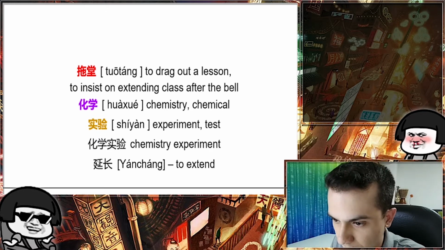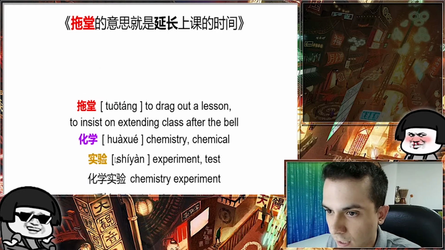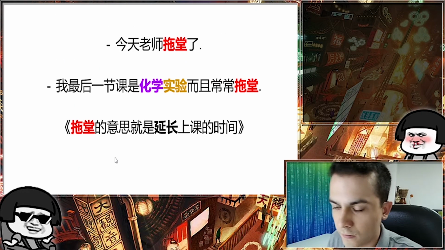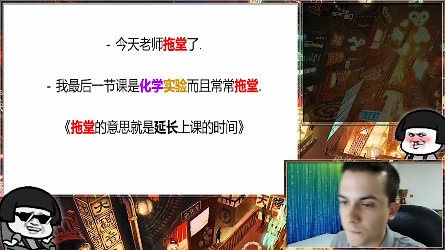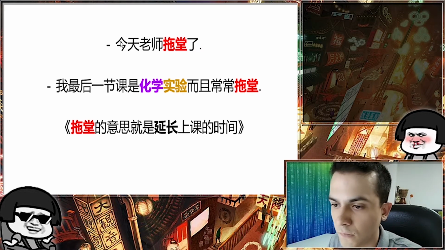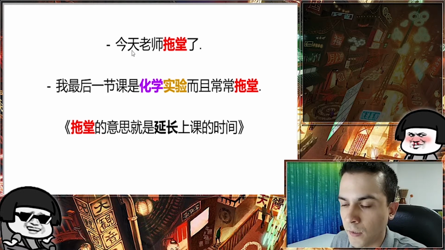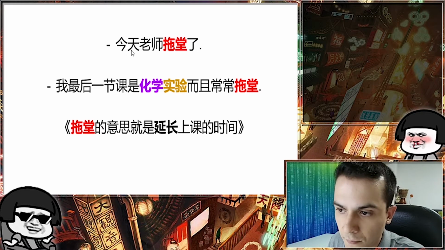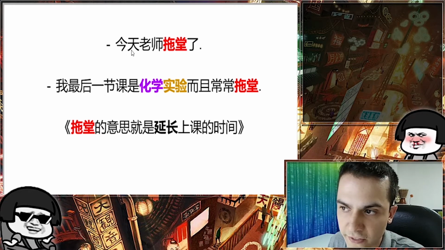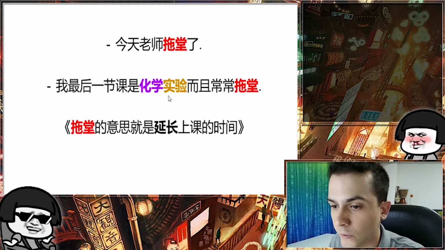What else do we have? We have 延长, which means to extend. Alright, so now let's take a look at these two sentences. First one, 今天老师拖堂了. Okay, 今天老师拖堂了. Okay, so in here it just means today the teacher made the students stay overtime, right? So this one is pretty easy. Let's move to the second one.